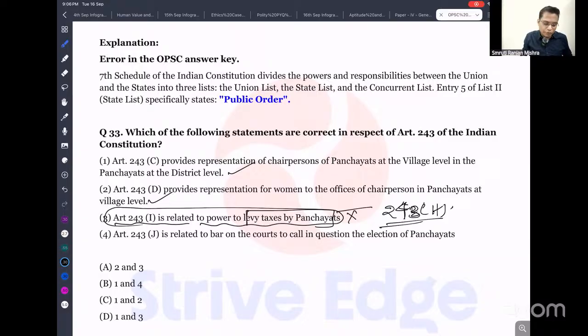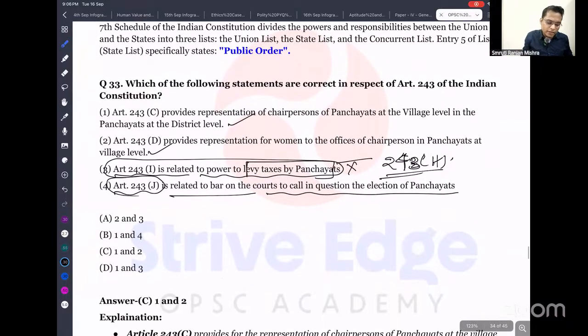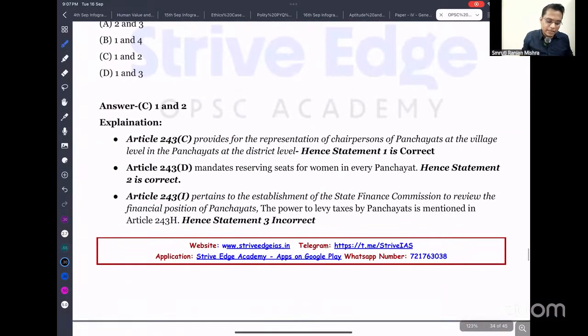243H is provided for imposition of taxes. 243J is related to bar on courts on elections to the panchayat. This is also not correct. 243O is the bar from challenging. So you can see about that.